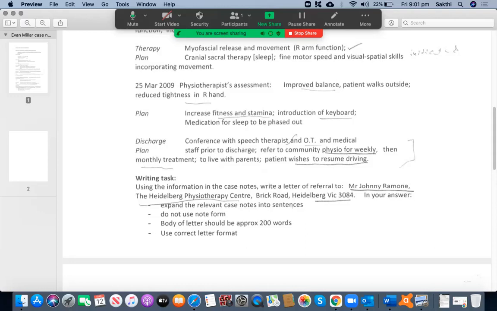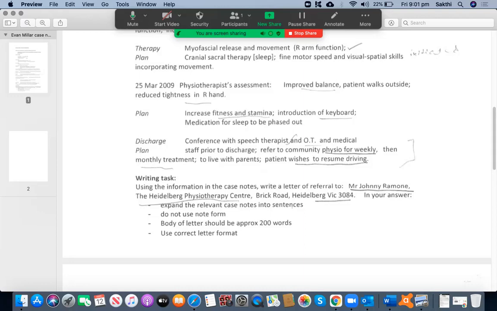So using the information in the case notes, write a letter of referral to Mr. Johnny Ramon, the Heidelberg Physiotherapy Center, Brick Road, Heidelberg, Victoria 3084. In your answer, expand the relevant case notes into sentences. Do not use note form. Body of the letter should be approximately 200 words.